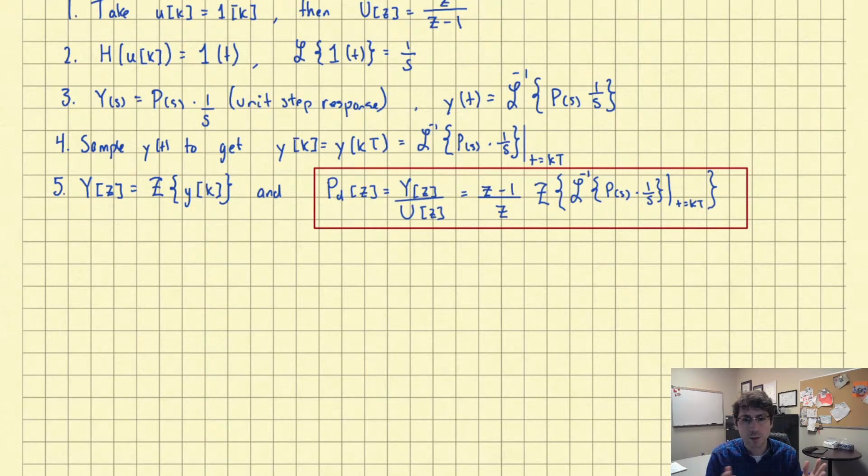Now, of course, this is going to be tedious for high-order plants or multi-input systems, for example, multi-input, multi-output systems. There you'd really want to do state space. MATLAB, of course, does it in state space calculations. But for small problems, this is a pretty simple method. Okay, so we're going to do an example now to illustrate it.